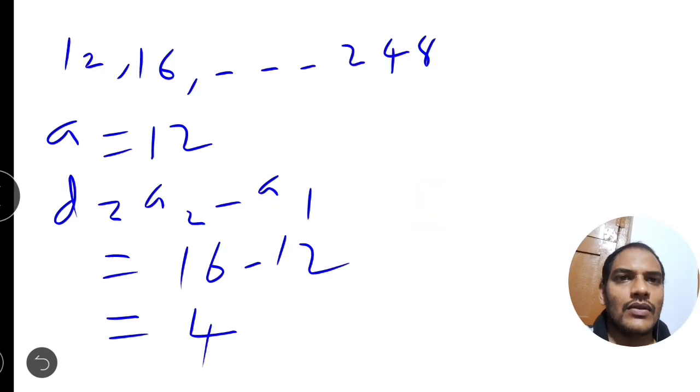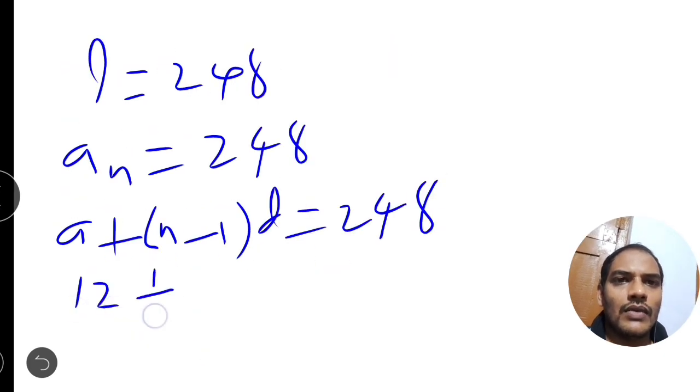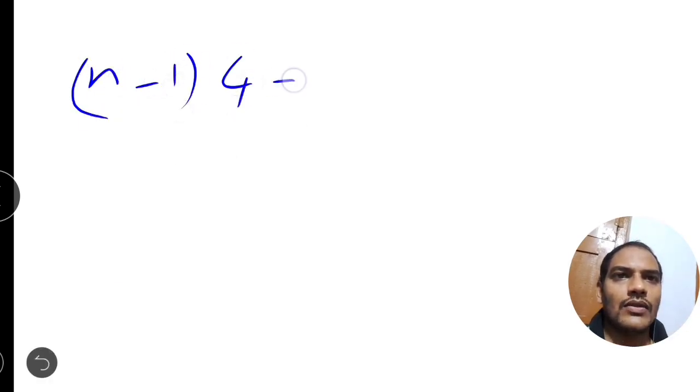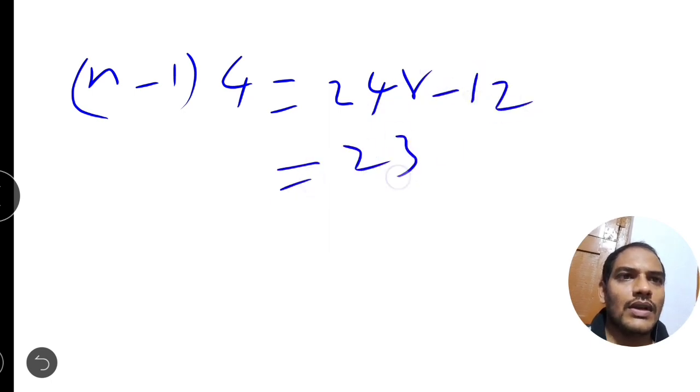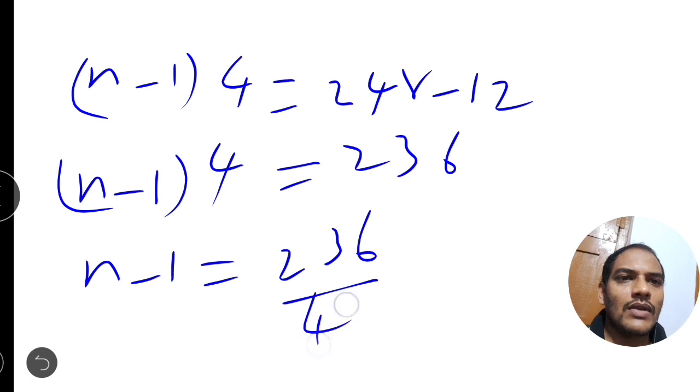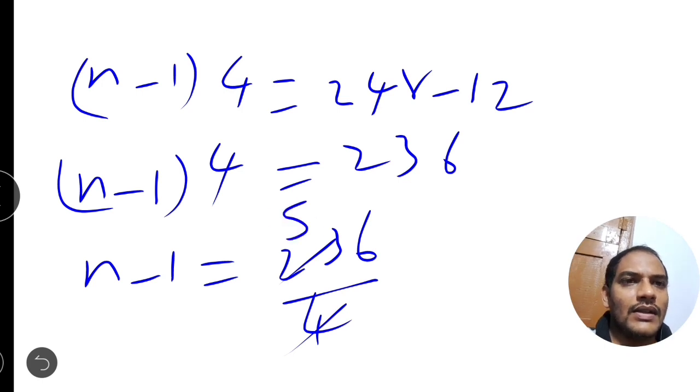So what is the a value? 12, and d value 4. 12 plus (n minus 1) into d value 4 equals 248. So (n minus 1) into 4 equals 248 minus 12. So 236 equals (n minus 1) into 4. Then n minus 1 equals 236 divided by 4. 4 1s are 4, 4 5s are 20, remainder 3, 36. 4 9s are 36.